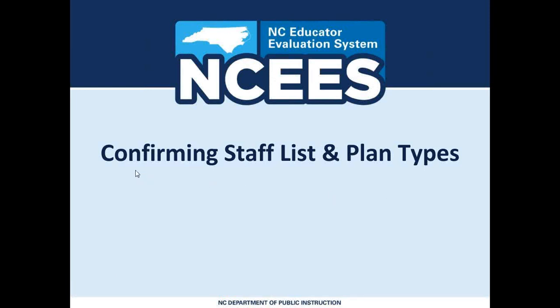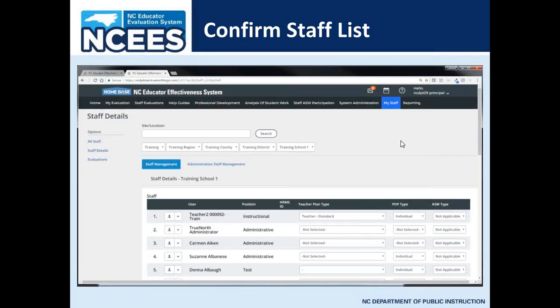Okay. So we're going to talk about confirming your staff list and the plan types that you've assigned to them. Most of you have probably completed this step, but we're going to look at this. So as a principal, in the top links across the bar, depending on the size of your screen, you may have like a little drop-down arrow to see this button, but you need to click on the My Staff. And that brings you to the staff detail page. And you would be, of course, in your site location here.